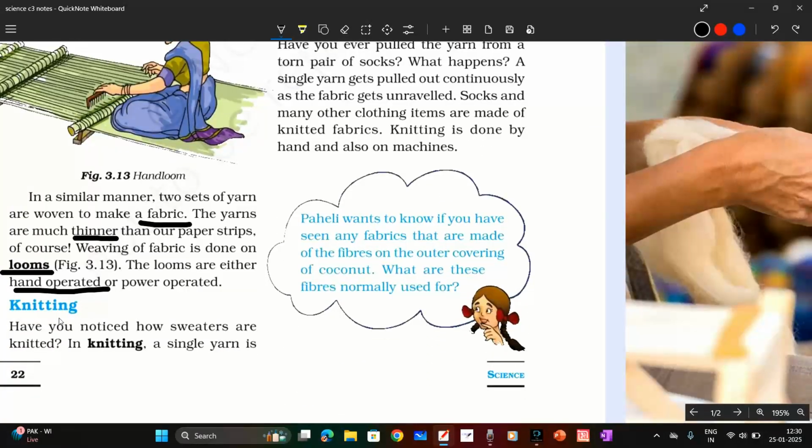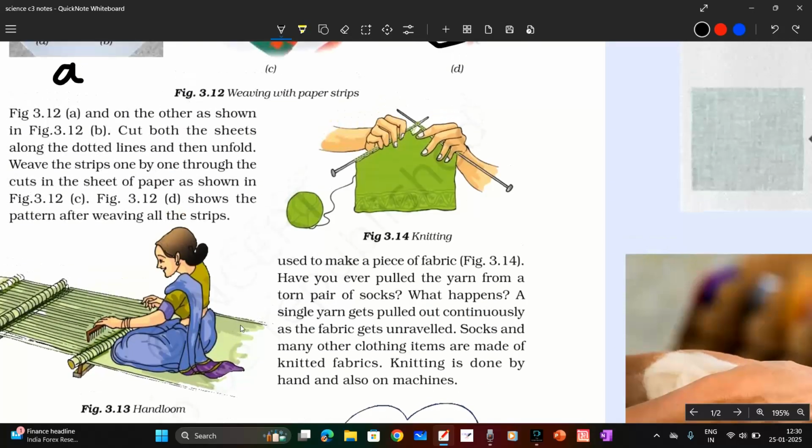Okay. Next, we'll move to the second process. The second process is knitting. Knitting means, have you noticed how sweaters are knitted? You can see or you can ask your mother how sweaters are made. They used to make homemade sweaters or scarves and all. They used to do the knitting in the house only. In knitting, a single yarn is used to make a piece of fabric.